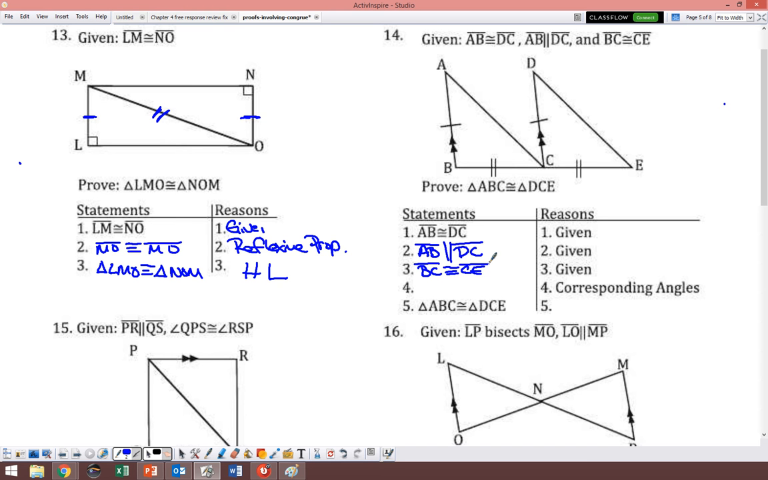Say it. A, B, and D, C. It's an angle. You just gave me line segments. ABC, very good. So ABC is corresponding to what? DCE, very good. That's what I'm looking for there. So I'm going to put that on there. So it's going to be angle ABC is congruent to angle DCE.